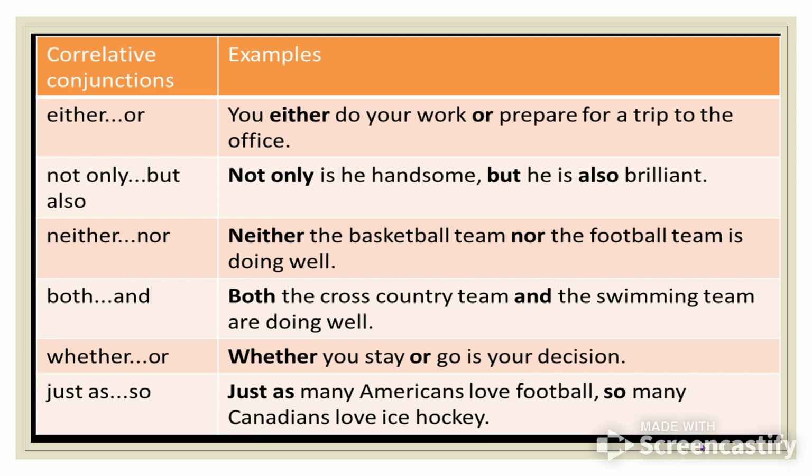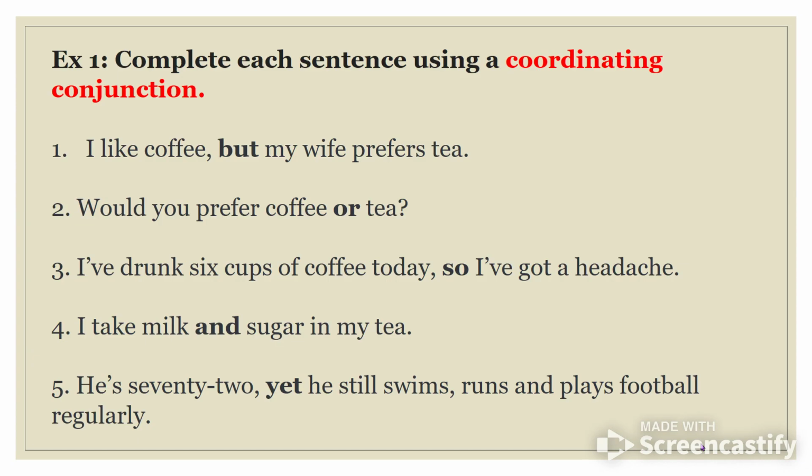The examples for the following are: either or. You either do your homework or prepare for a trip to the office. Not only but also: Not only is he handsome but he is also brilliant. Neither nor: Neither the basketball team nor the football team is doing well. Both and: Both the cross country team and the swimming team are doing well. Whether or: Whether you stay or go is your decision. Just as and so: Just as many Americans love football, so many Canadians love ice hockey.